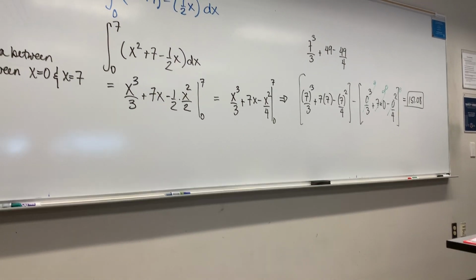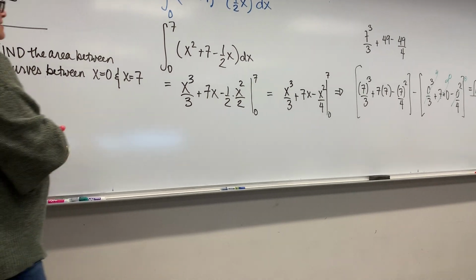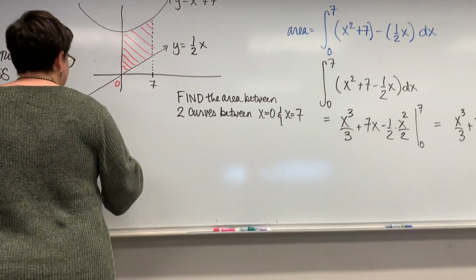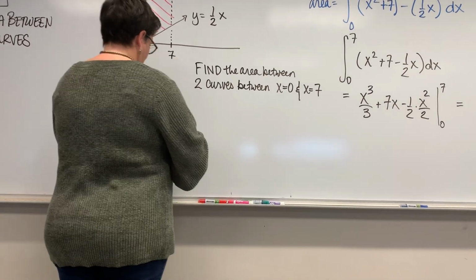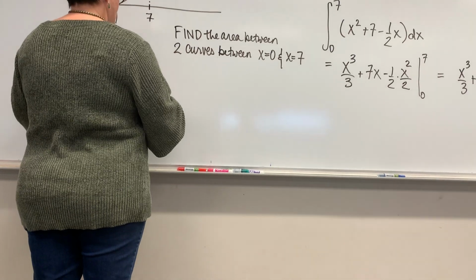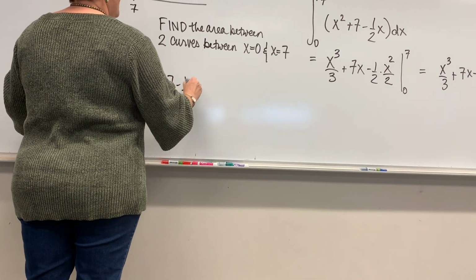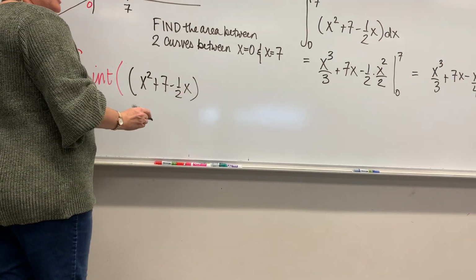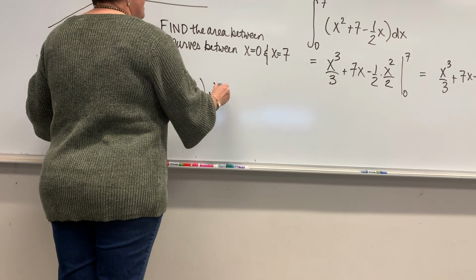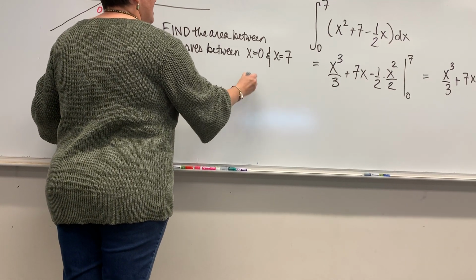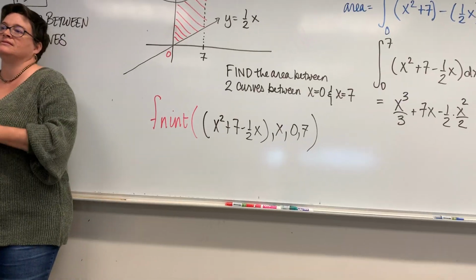Yeah, you're welcome. As a reminder, not all of you are so lucky to have the other format. For you guys, it's going to look like this. Function int, open parentheses, that's what you're given. Here's what I want you to plug in. Open parentheses, x squared plus 7 minus 1/2 x, or 0.5x, or whatever you can do to make that easy. Close parentheses, comma, x, comma, 0, comma, 7, and then close your final parentheses to match up your function int.